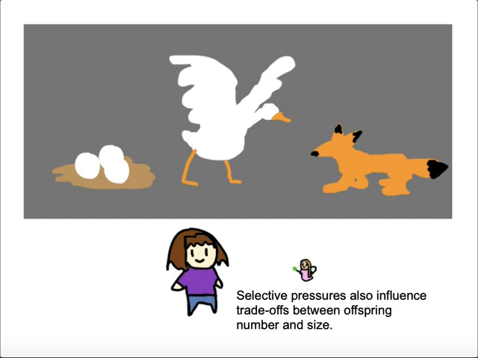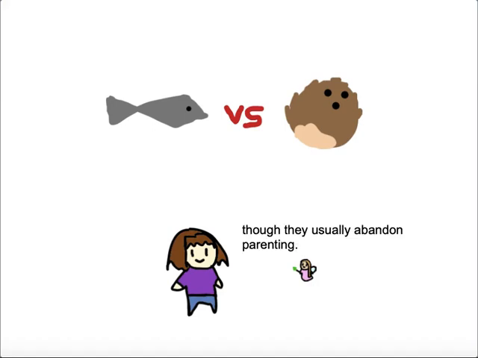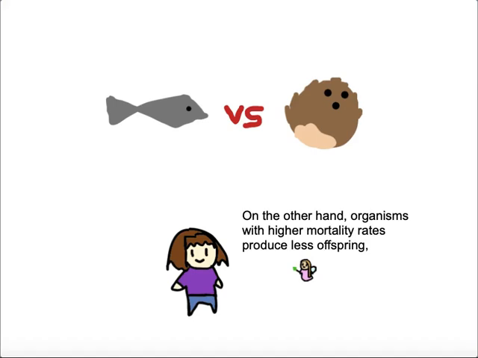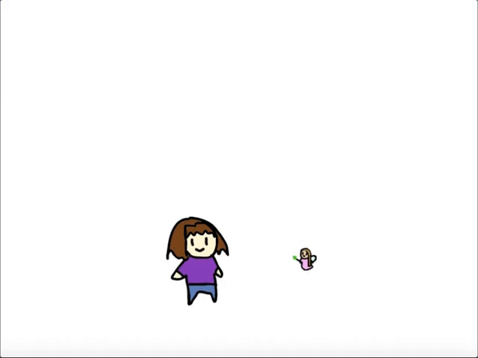Selective pressures also influence trade-offs between offspring number and size. Organisms with high mortality rates tend to produce more but smaller offspring, though they usually abandon parenting. On the other hand, organisms with lower mortality rates produce fewer offspring, but invest more into parenting.